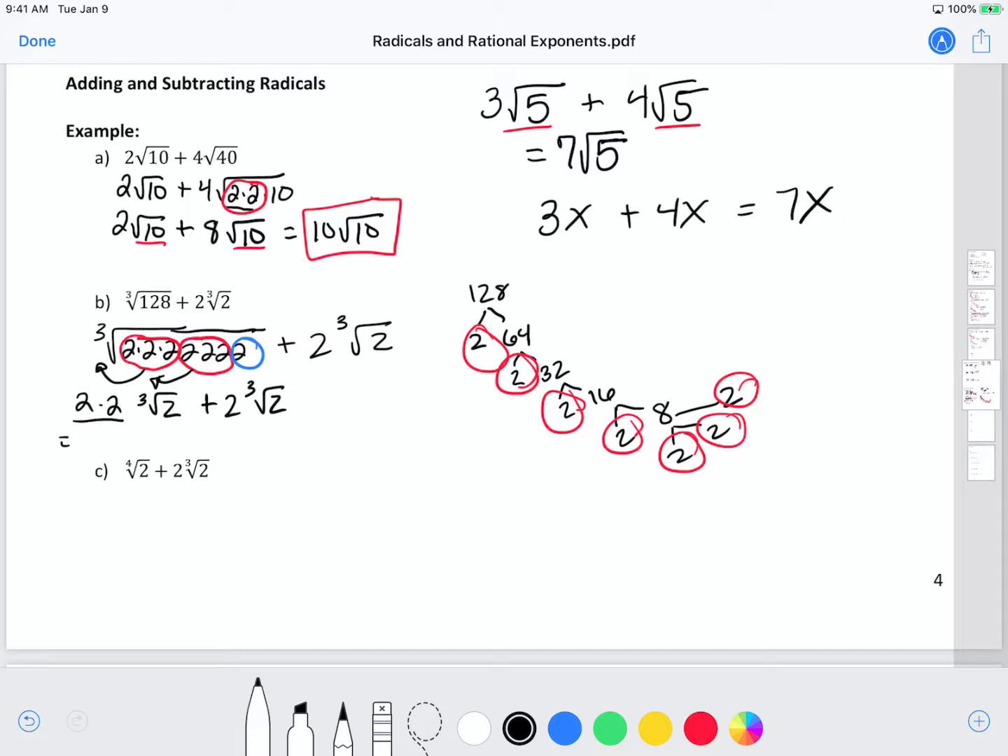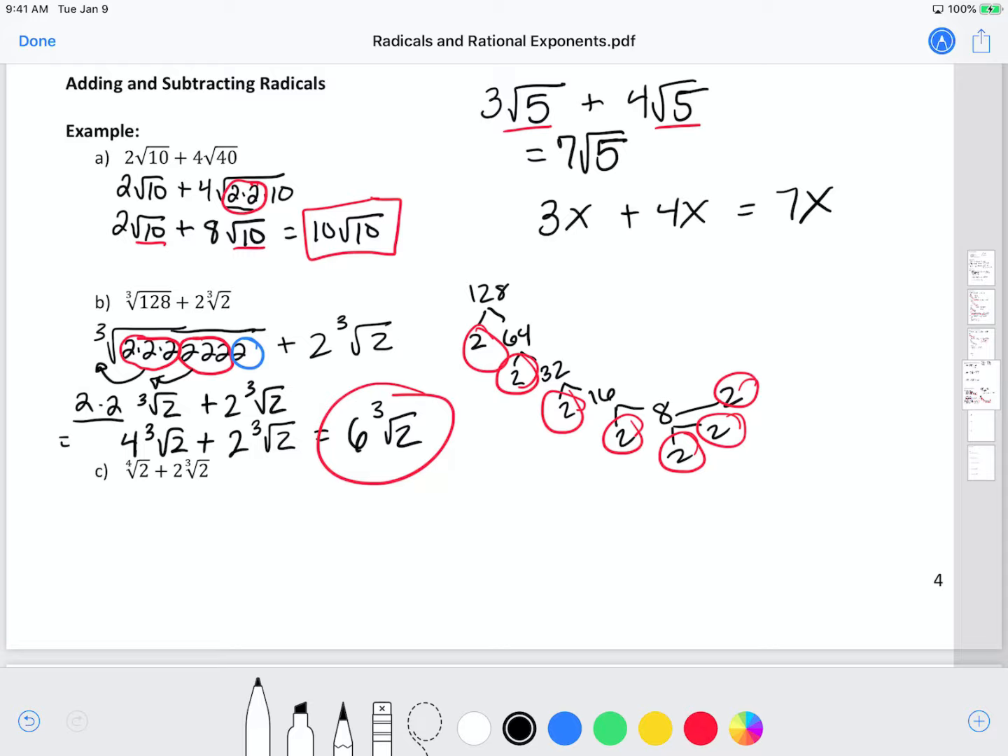So on the outside here, I have 4, and then the cubed root of 2, and then I have 2 cubed root of 2. So that gives me a total of 6 cubed root of 2. So here's my final answer.